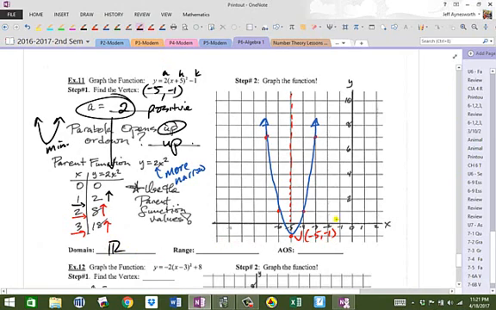The domain is still all reals, range. Since this is a minimum, this is a min y value, and it's equal to -1. So y is greater than or equal to -1. And the axis of symmetry right here passes through -5, so it's x equals -5. Now when A is -2, it opens down instead of up.